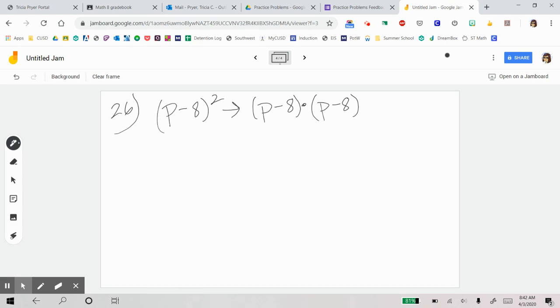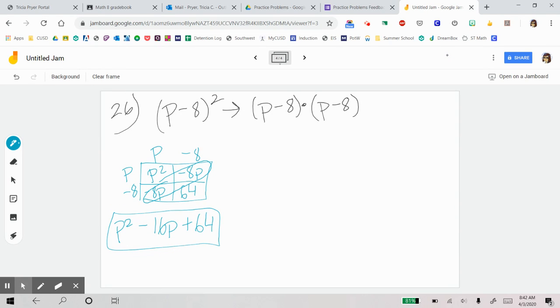You know how to FOIL, if you prefer that. You know how to double distribute, and you know how to use the box method, where we have a binomial times a binomial, p minus 8 times p minus 8. P times p is p squared, p times negative 8 is negative 8p, p times negative 8 is still negative 8p, and negative 8 times negative 8 is positive 64. Then we're going to combine all of our like terms. P squared, negative 8p and negative 8p combine to get negative 16p, and then plus 64. Okay? That is one way to do it.